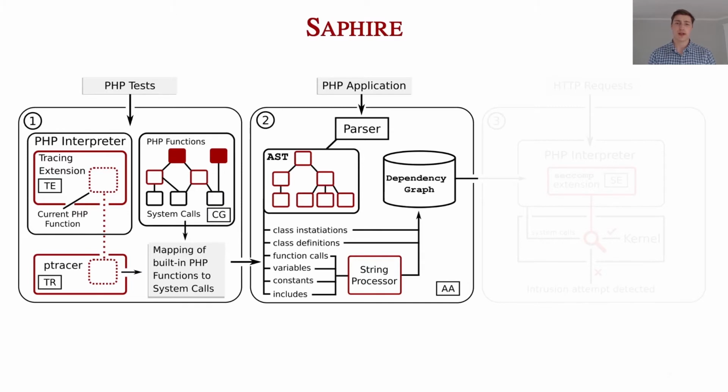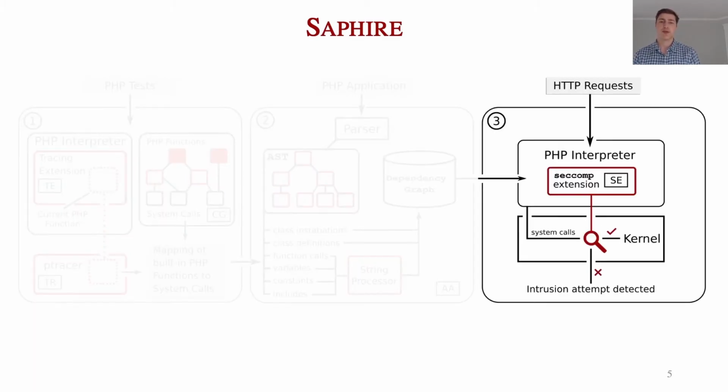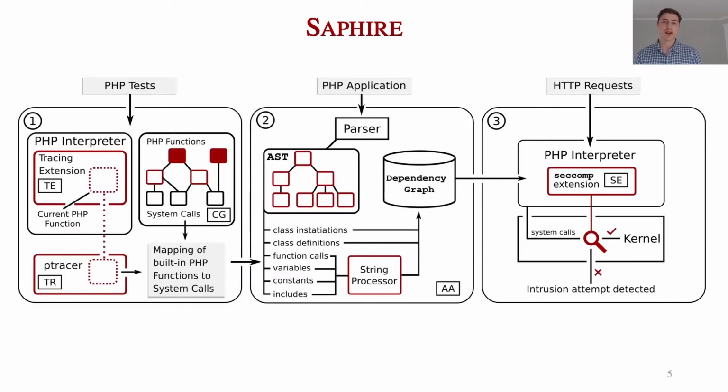In the first 2 stages, we independently analyze the PHP interpreter and the PHP application that we wish to protect. We combine the results, and in the 3rd stage, we leverage Linux seccomp to filter syscalls invoked by a live PHP web app. The first 2 stages are done completely offline, and only the 3rd stage is active while the web app is running. Now let's look at this in more detail.